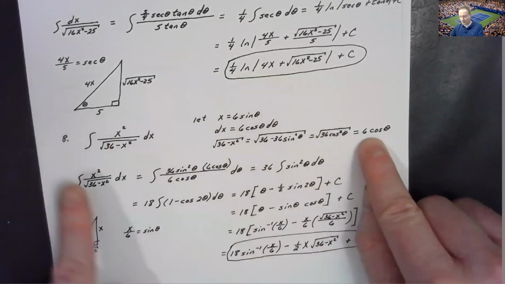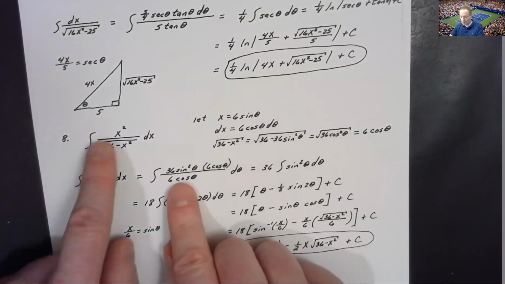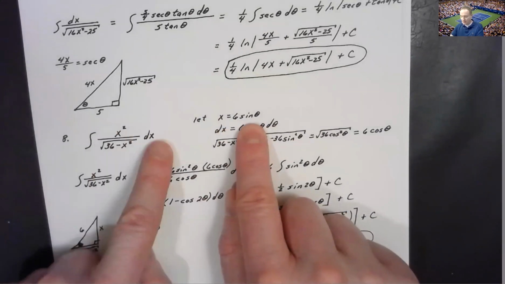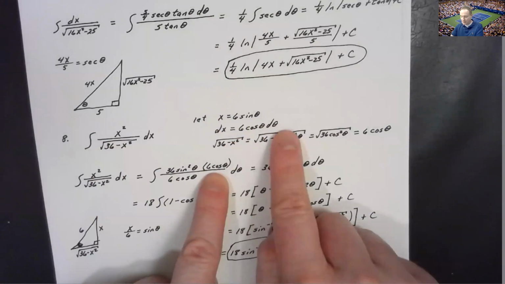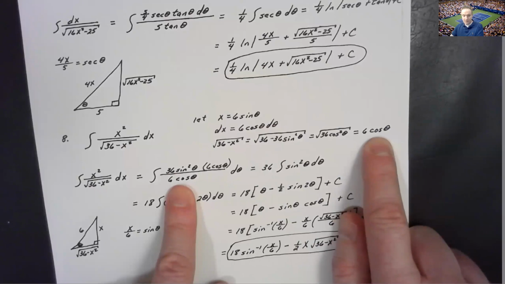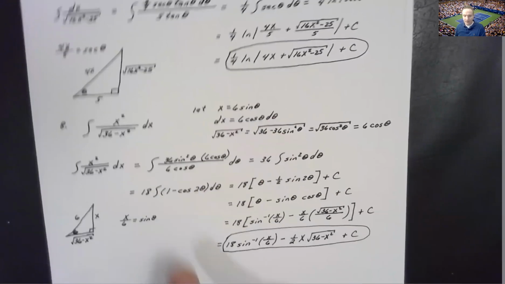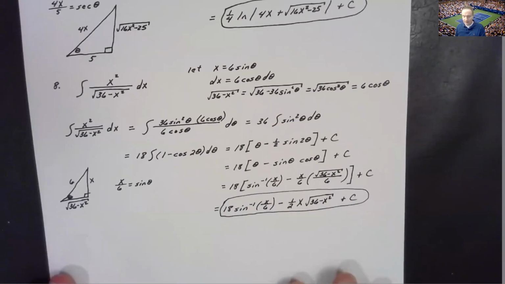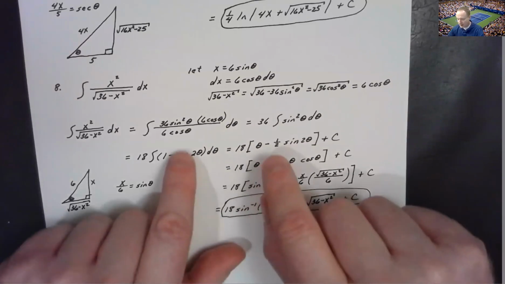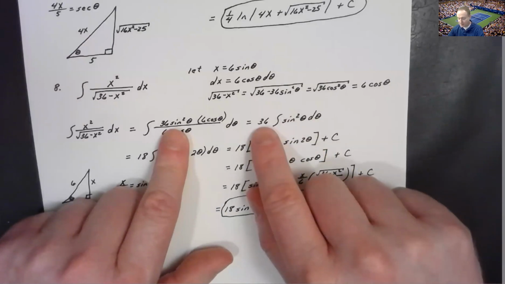So at this point, I go back into my original problem and say, well, it's just equal to the numerator, x squared, which is your 36 sine squared theta, times dx, 6 cosine theta d theta, all divided by the denominator, 6 cosine theta. Well, clearly the 6 cosine theta part cancels, and you should always expect something to cancel out in these trig substitution problems, and it does. And then I'm left with 36 sine squared theta. I can factor the 36 out.